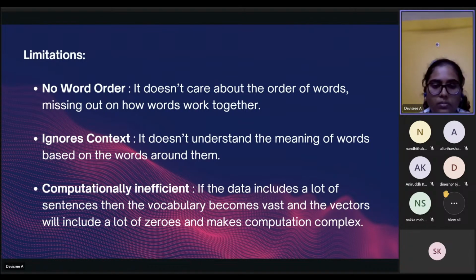The third one is that it is computationally inefficient, because if the data contains a large amount of text, then the vocabulary will contain a large number of unique words. And for one particular review, there'll be a lot of zeros, and it will make it computationally complex. So this is inefficient, and it's not advisable to use this for large amounts of data.